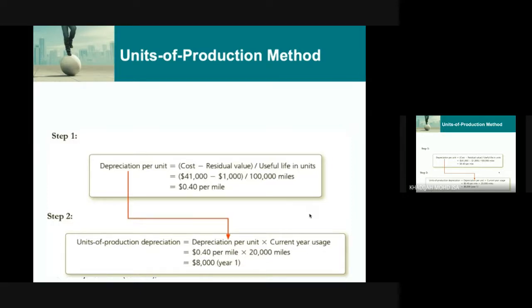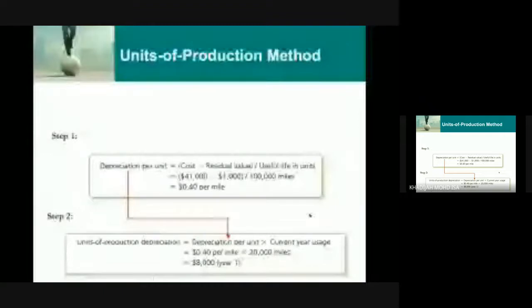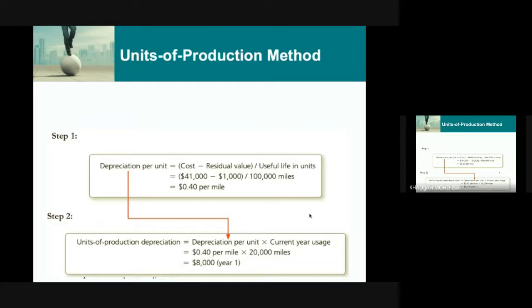And step number 2, units of production depreciation will be depreciation per unit, which is the 40 cents, times the current year usage. It depends on how much the usage is during the year, so it depends on the performance of the machine, for example. In this case, the truck travels 20,000 miles. You multiply by the 40 cents per mile, so the amount is 8,000 for the year. The value of depreciation under the unit of production method is similar, 8,000, to your straight line basis, but the method of computation is different.